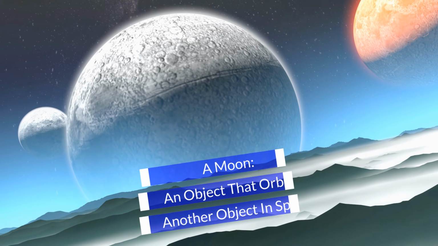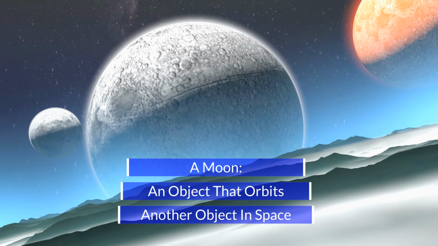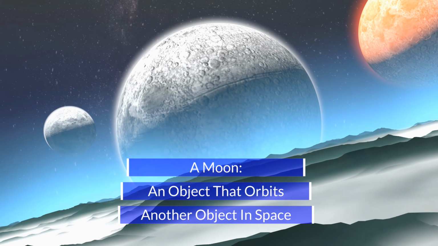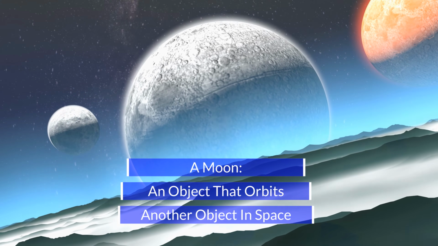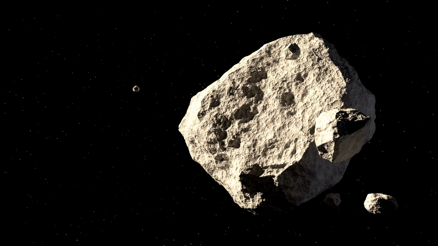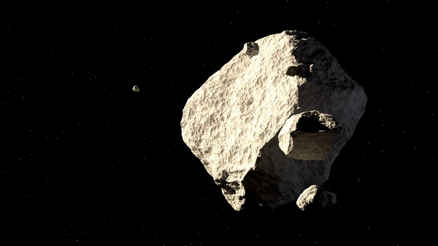Let's start with what is a moon. A moon has a very simple definition, the word moon. It's an object in space, a body in space that orbits another body in space. And that's really it. We think about moons as orbiting planets, and that's typically the case. But moons also orbit some of the asteroids and comets. Okay, not very many, but a few of them do have moons.